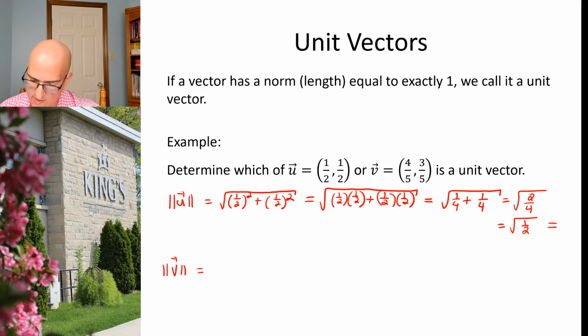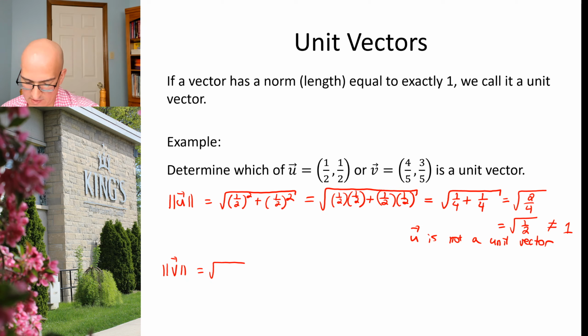And that's definitely not 1. The square root of 1/2 is not equal to 1, so it's not a unit vector. It does not have length 1. Now let's check vector v.